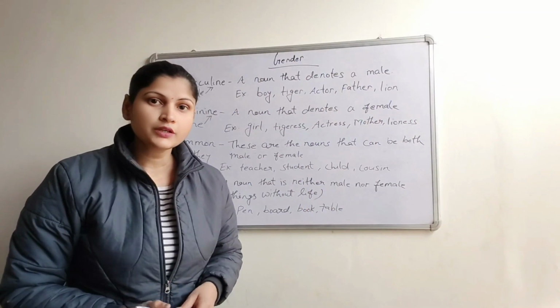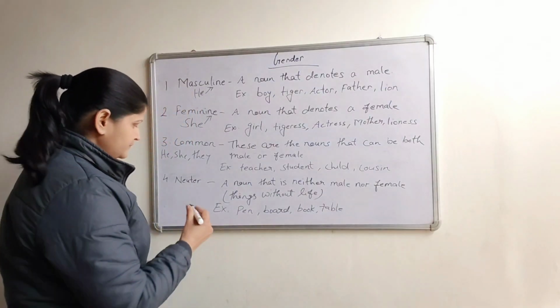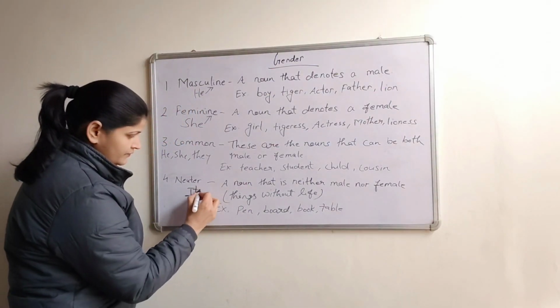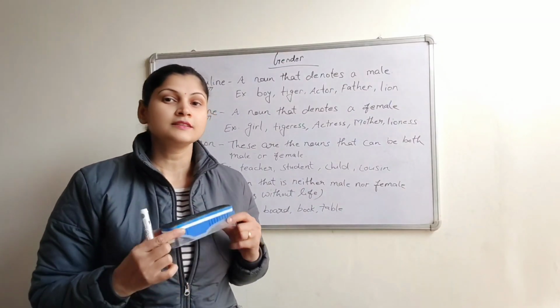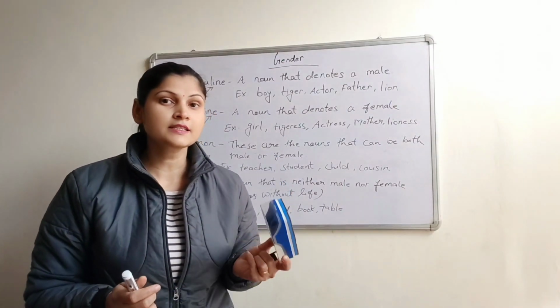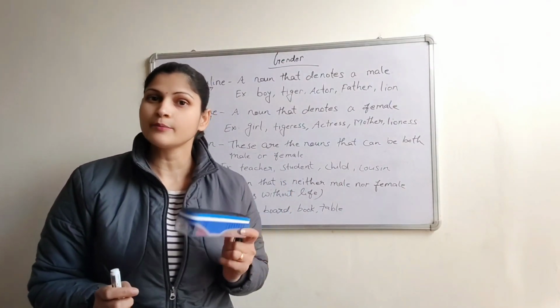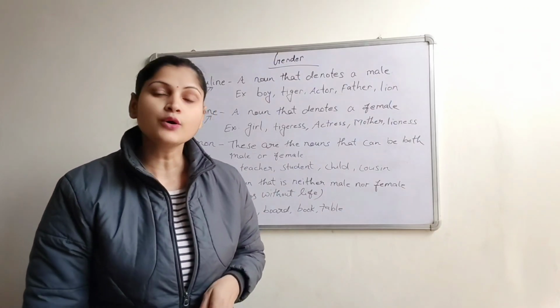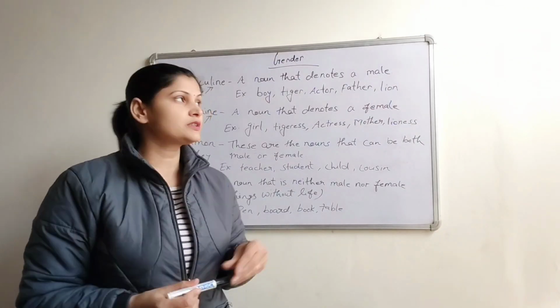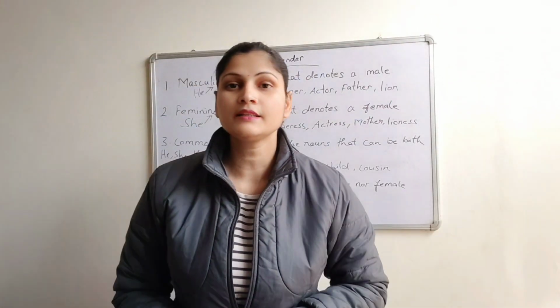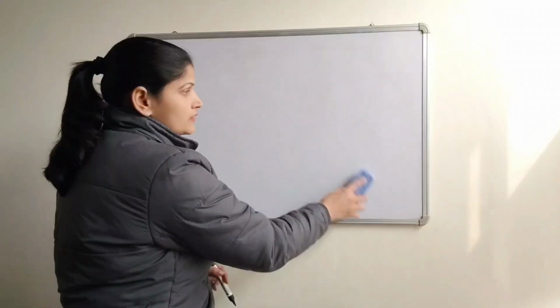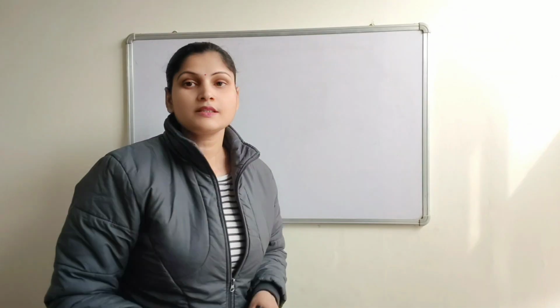And for neuter, we use it. For example, this is a duster and it's mine. It is mine. So I hope you all understood these four genders. Now let's see the possessive case. This is the most important part of this video.